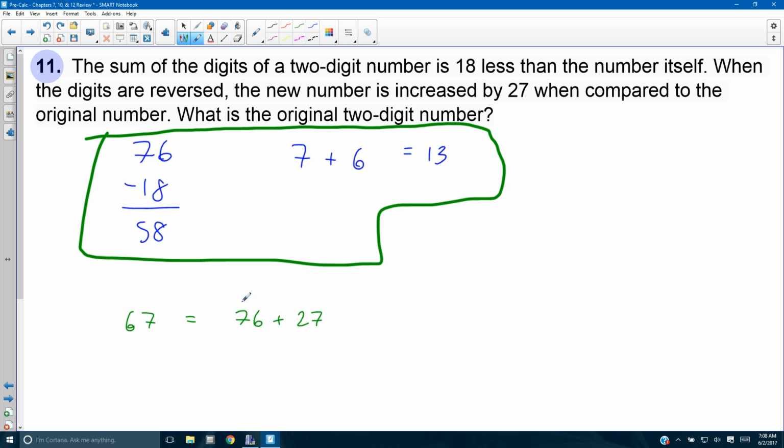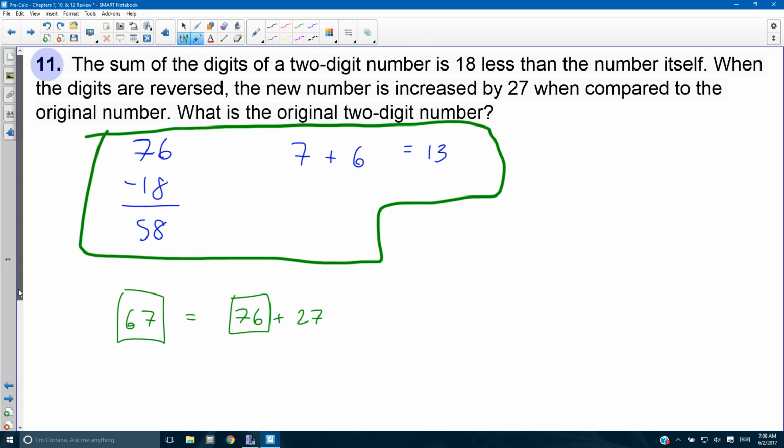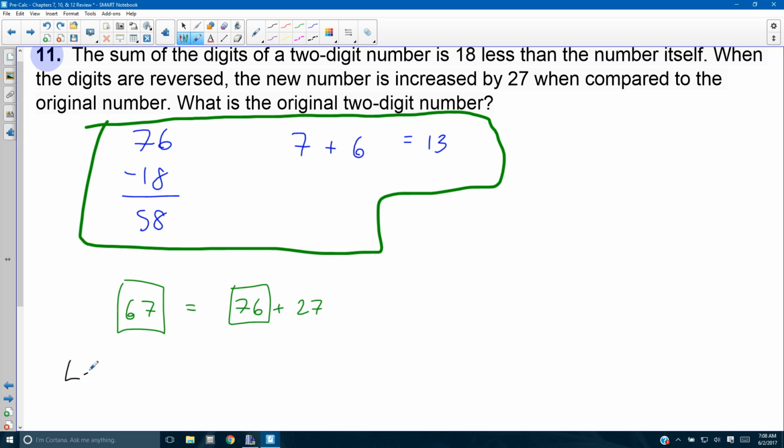No, of course not. But the idea, again, is original number, new number. Adding 27 to the original gets you the new number when the digits are reversed. So this whole thing's about digits. I don't know what the digits are. So I'm going to do a tens digit and a ones digit here. And we'll let x represent the number for the tens digit value. And y I'm going to represent as the ones digit.